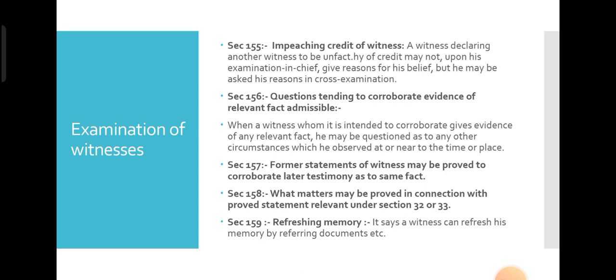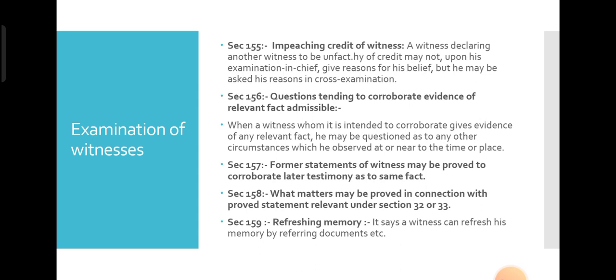Okay. Now section number 156 tells that questions tending to corroborate evidence of relevant facts are admissible. So if we read it, we get to know that when a witness whom it is intended to corroborate gives evidence of any relevant fact, he may be questioned as to any other circumstances which he observed at or near the time or place. So if a witness is present at the place of crime or the place where things happen, he has to give the relevant information and relevant evidence regarding this.